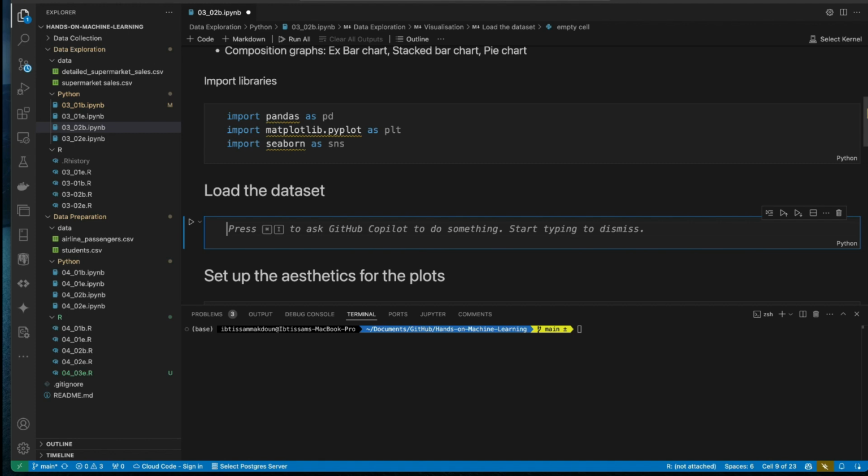Now, we load our dataset. We're using a CSV file that contains supermarket sales data. The read CSV function from pandas will help us load this data into a data frame, which is a powerful data structure for handling tabular data.